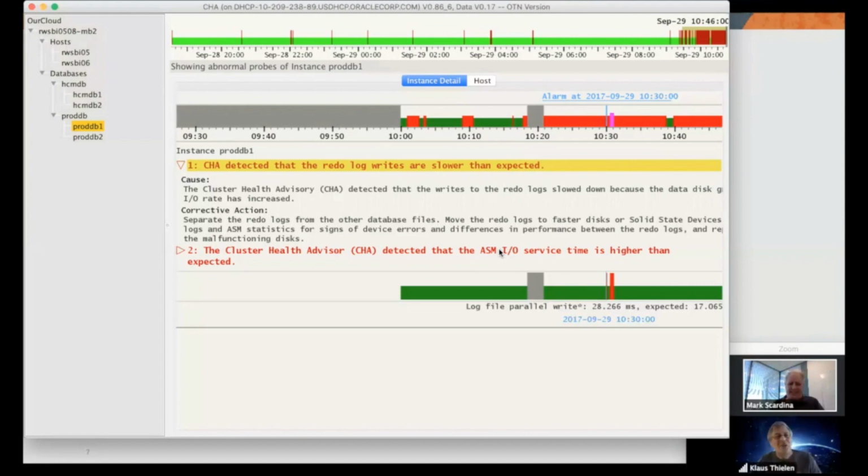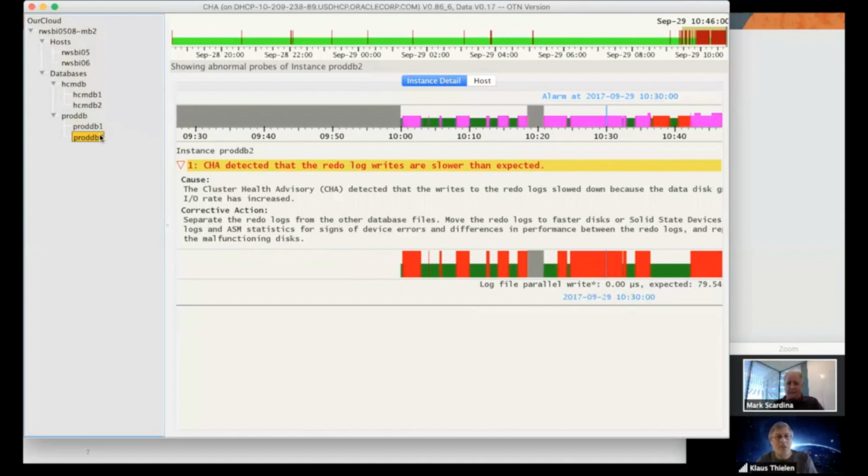So could you switch to the second instance? I would like to see what's going on at the second instance at the same time. Yeah. See, there we have problems all the time with the log file parallel write. So the I/O is not as good as we are expecting. So it's also slow relative to what you expect. We see the correlation between the two instances on the two different nodes.